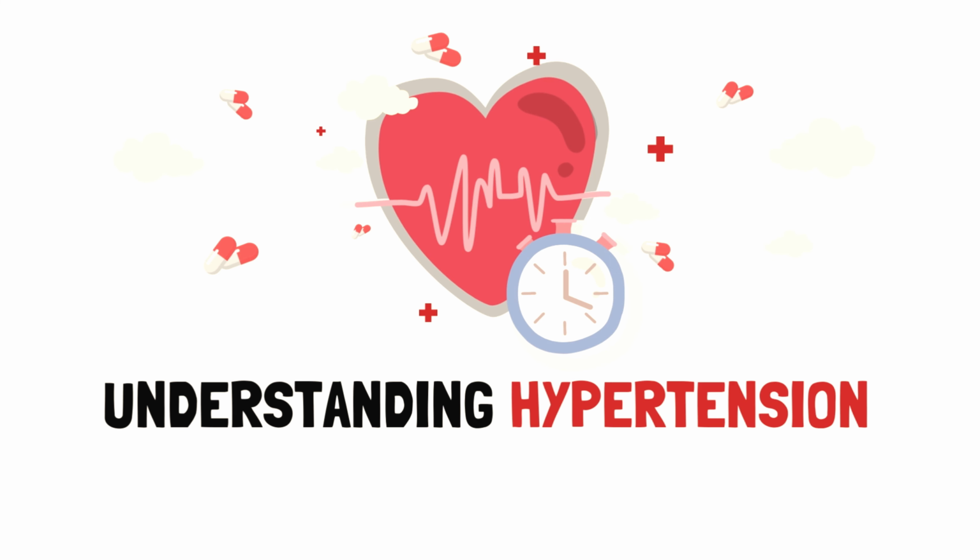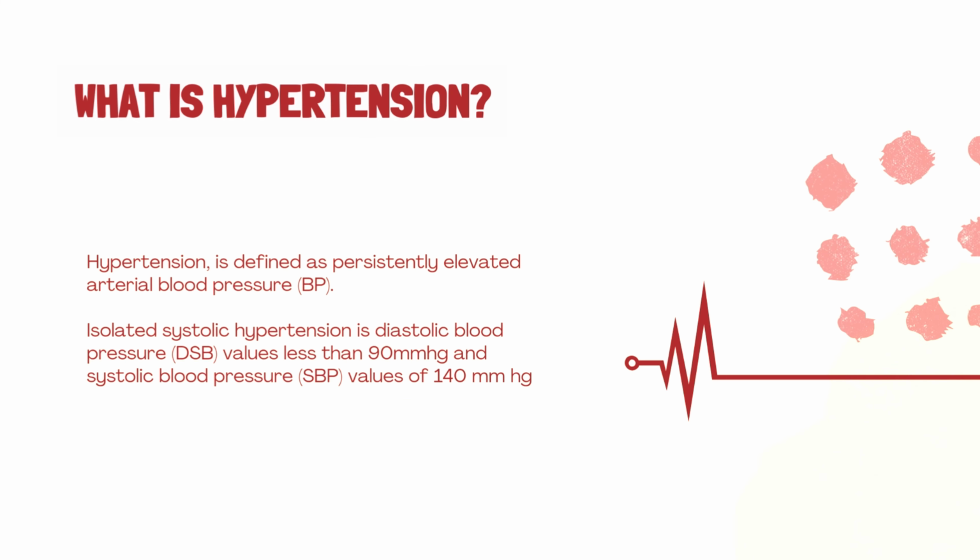So, today we are talking about hypertension as it is one of the important chapters of the cardiovascular system. Hypertension, commonly known as high blood pressure, is a condition in which the force of the blood against the artery wall is consistently too high. Over time, this increased pressure can lead to serious heart complications, including heart disease, stroke, and kidney problems.